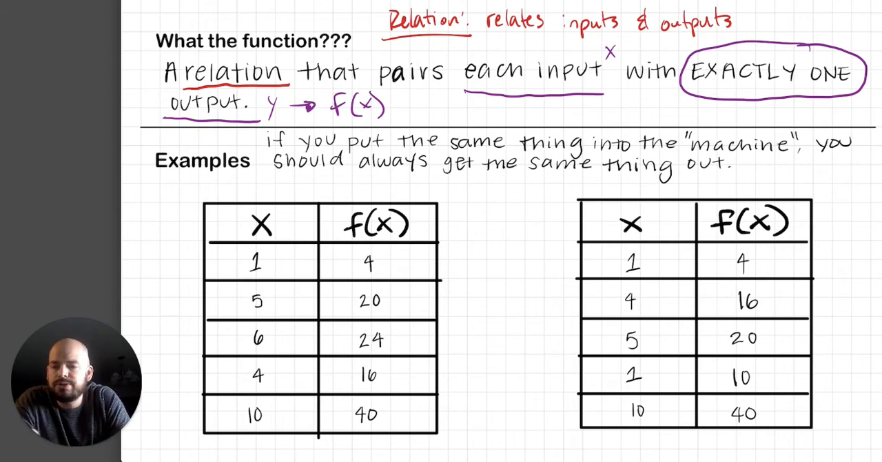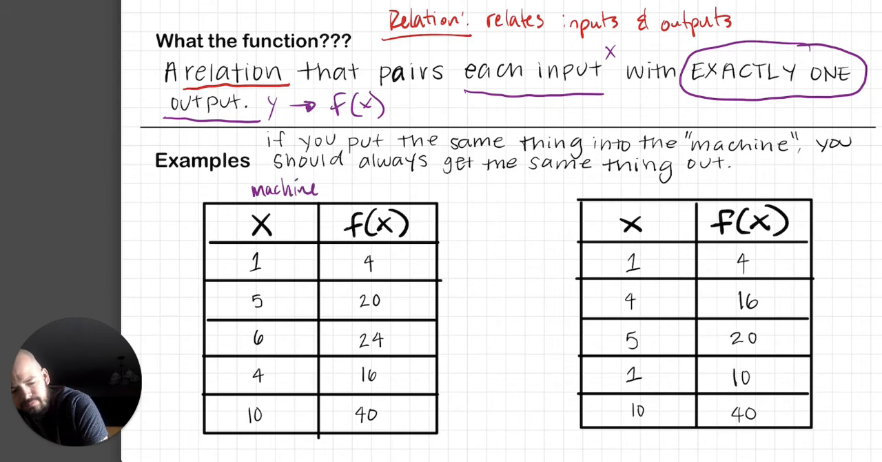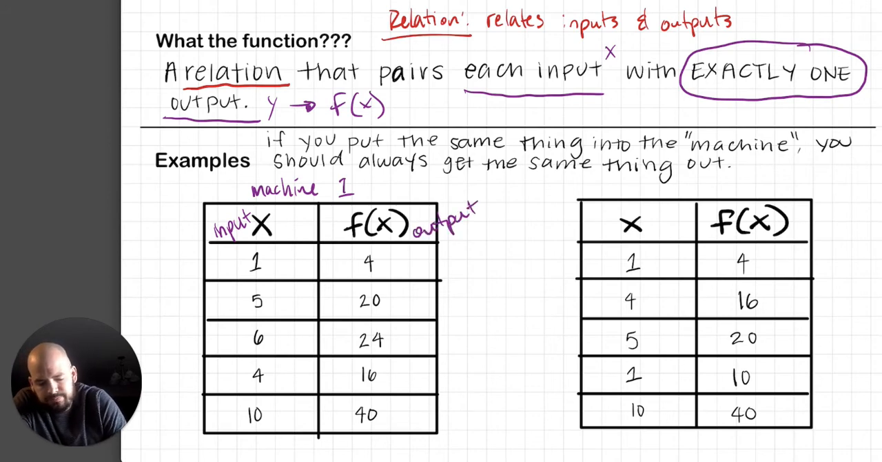Let's think of quarters. You're trying to make change for an arcade. Okay, if I go up to this machine, so we're going to call this machine 1. If I go up to this machine and I put $1 in, that's my input, right? X is my input. If I put $1 in, what should I get out? I should get 4 quarters. If I put a 5 in, I should get 20 quarters. If I put $6 in, I should get 24 quarters back. If I put $4 in, each input has exactly one output.